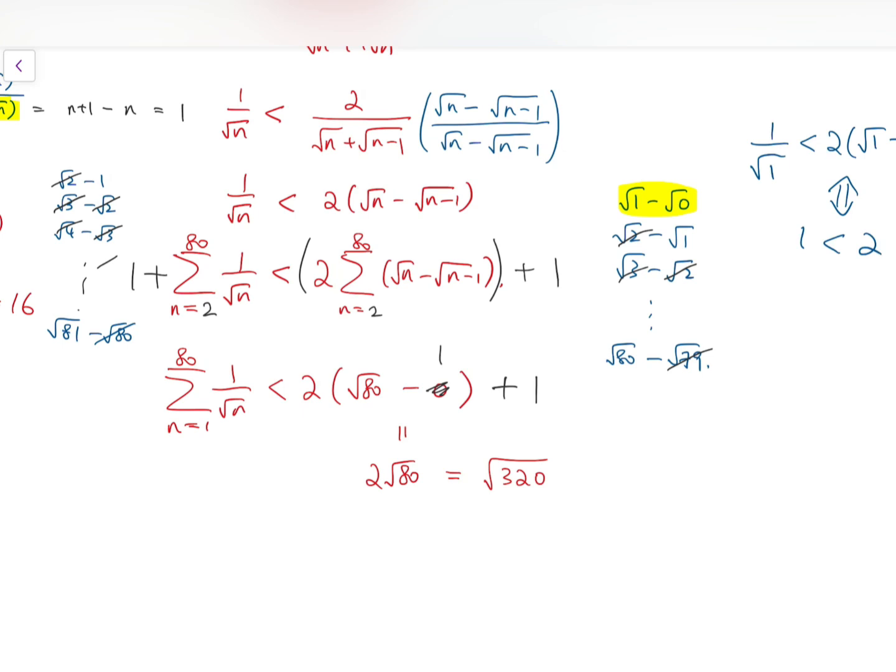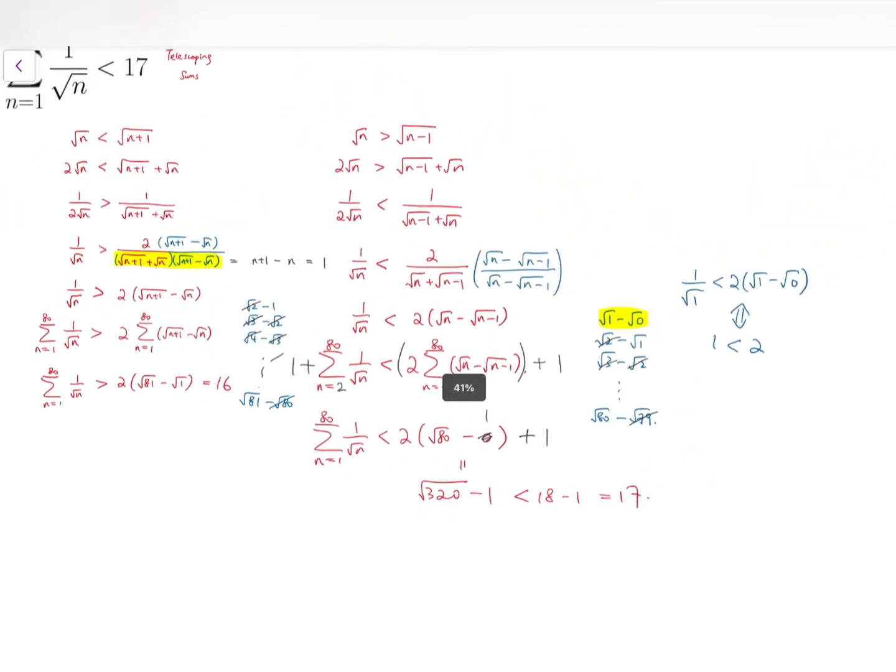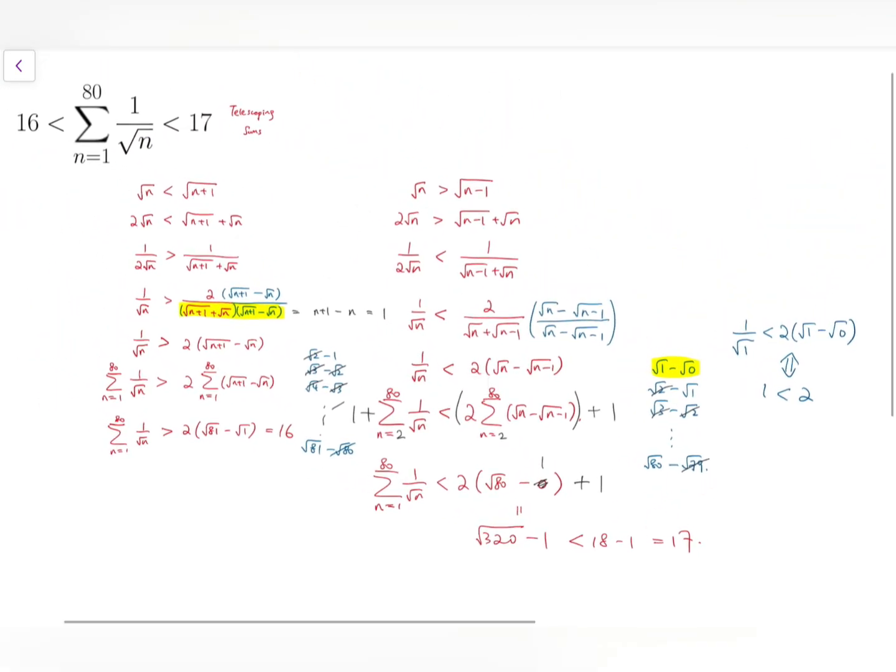Now this time, the inequality still holds, but the right side takes a smaller value. In fact, it takes 2 times root 80 minus 1, or I can say root 320 minus 1. And we know that this must be less than 17 because root 320 is less than 18. And so there we have the proof of our inequality on both sides, which is that the sum of 1 over root n from n equals 1 to 80 is between 16 and 17.